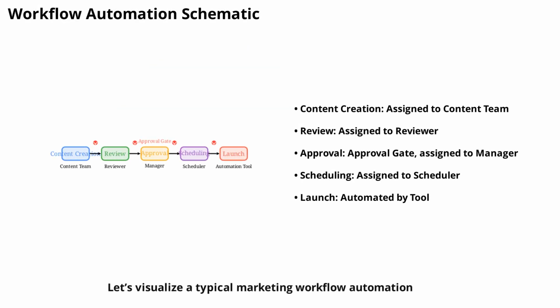Let's visualize a typical marketing workflow automation. Imagine a flowchart that starts with content creation, moves to review, then approval, and finally scheduling and launch. Each stage is assigned to a specific owner, with automated notifications and approval gates. This schematic helps clarify the process and ensures that everyone understands their role in the workflow.